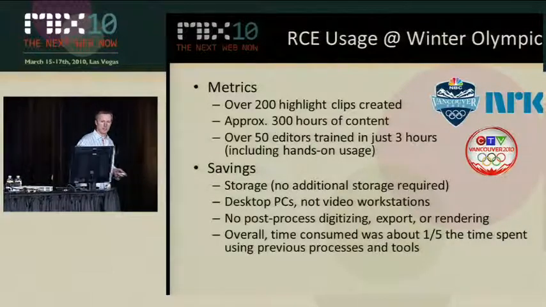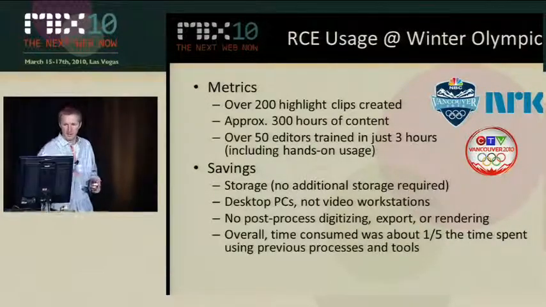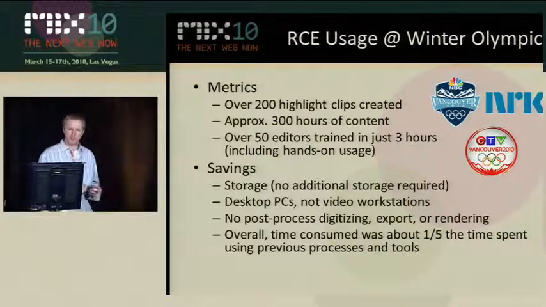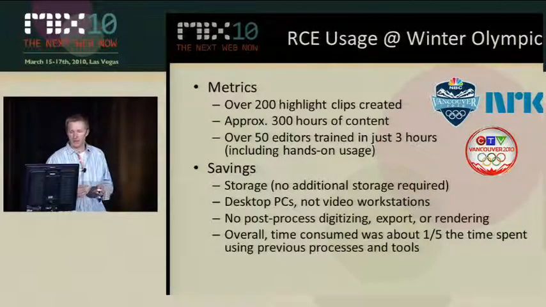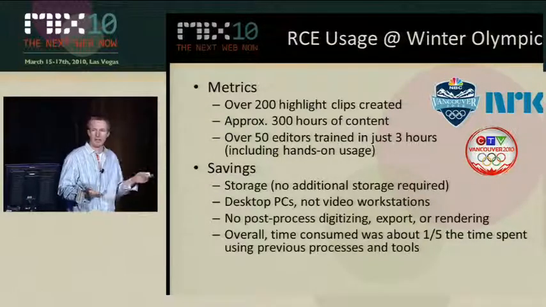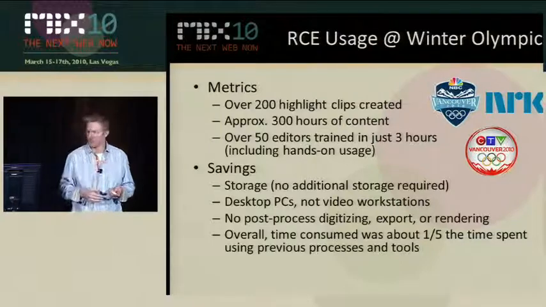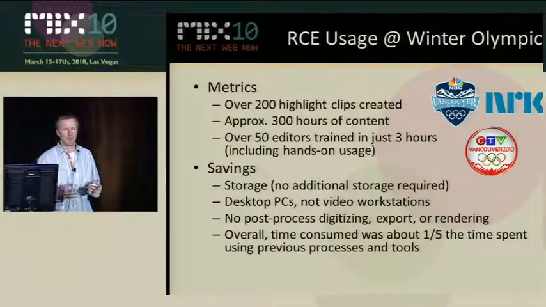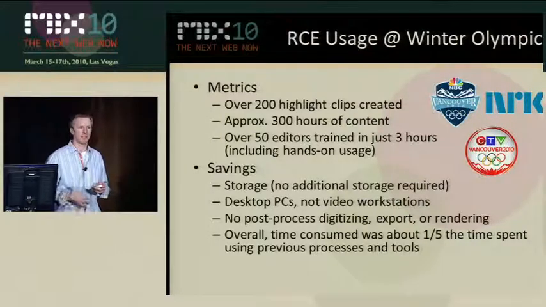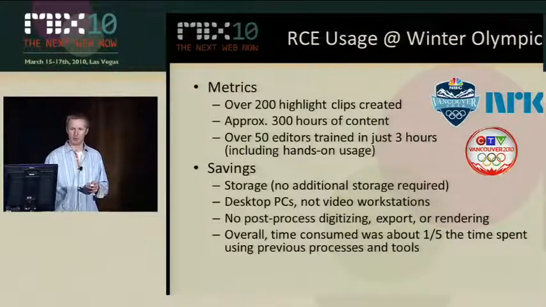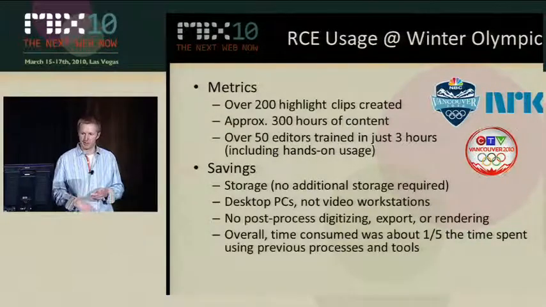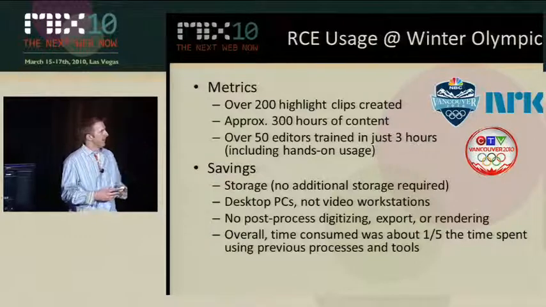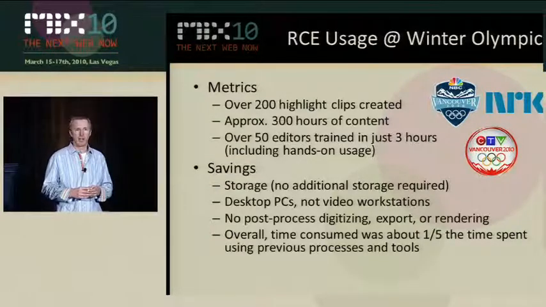So a couple of metrics. We talked about how each of these broadcasters used it, and some metrics of what they accomplished. Between the three of them, they produced about 200 highlight clips over the course of the games. They had about 300 hours of content that they produced through the RCE. And one of the important things, again, it's all about speed and reducing costs: they were able to train up 50 editors in about 3 hours' time.